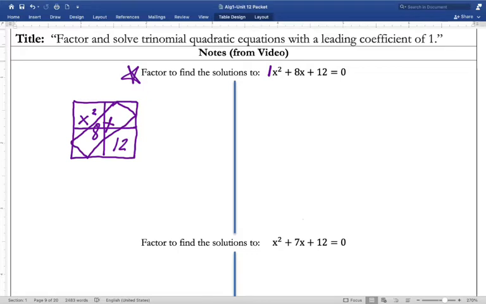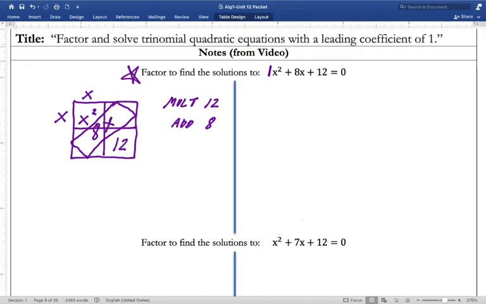So here's what I've got to think about. I know that x multiplied by x will give us x squared. So that's good. But here's what I need to find. I need to find two numbers that multiply to 12 that are also going to have those two boxes add up to 8x. Okay, so let me make a note. I need to find two numbers that multiply to 12 that add up to 8, which will eventually add up to 8x.